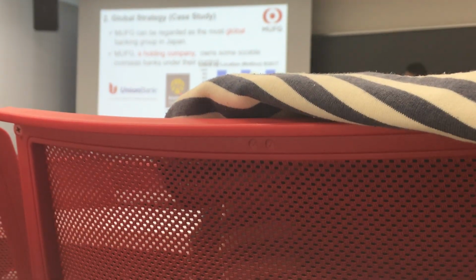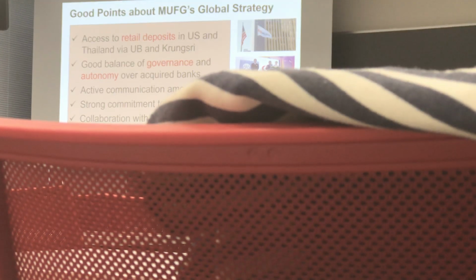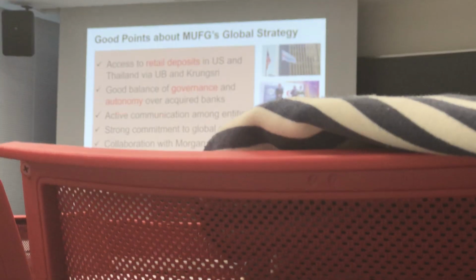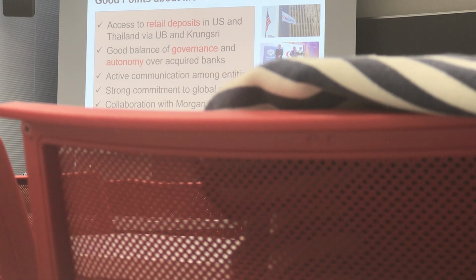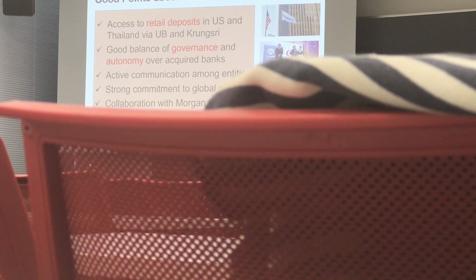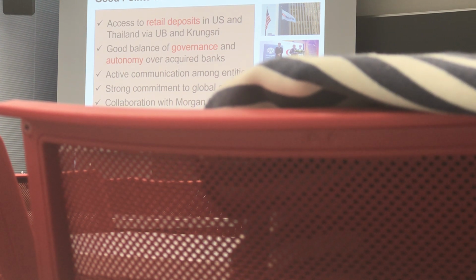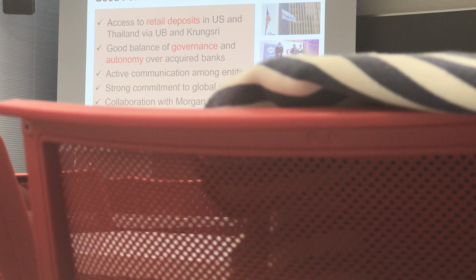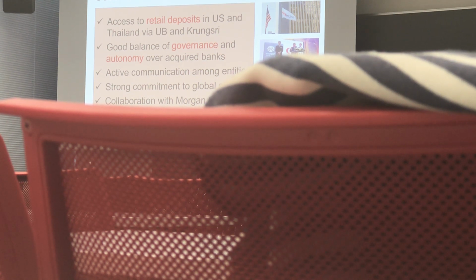1, the largest retail operation and a good retail deposit base. And number 2, well balanced autonomy and governance. And 3, active exchange of information with foreign peers. Number 4, strong commitment to global business and collaboration with organ funding. These 4 sentences are good to memorize.